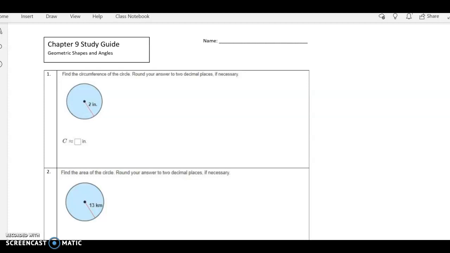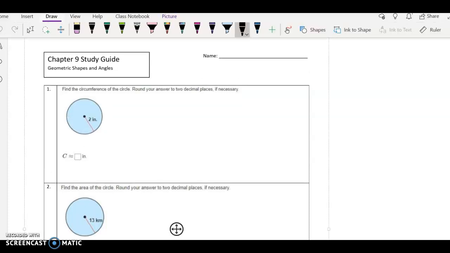Hi guys, so we are going to go over the study guide, and that way we can go over what formulas we need to use for each problem. So for number 1, it says to find the circumference, and with circumference we know that the formula is diameter times pi.